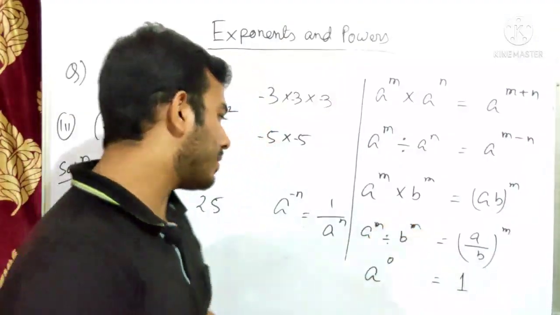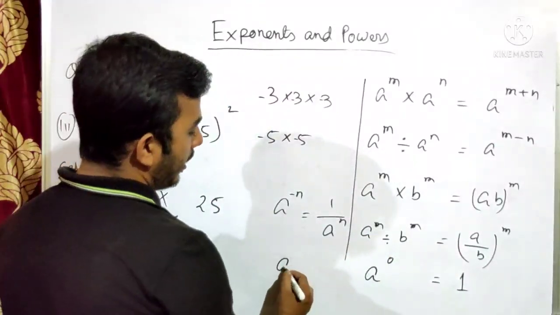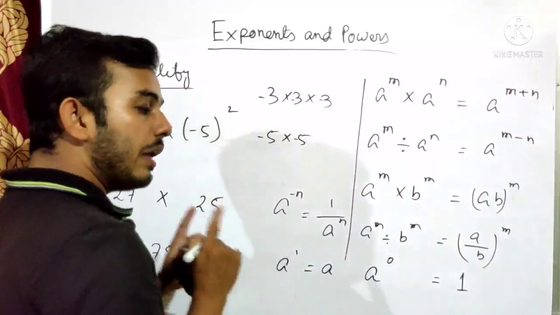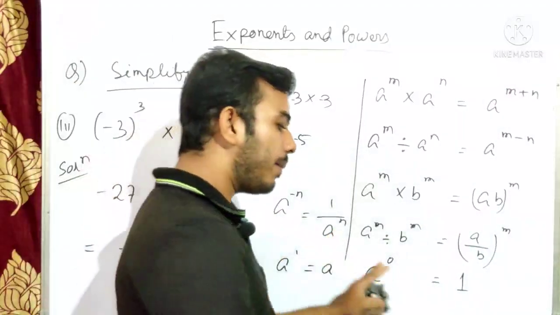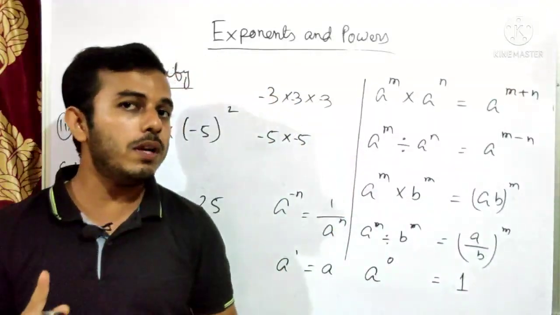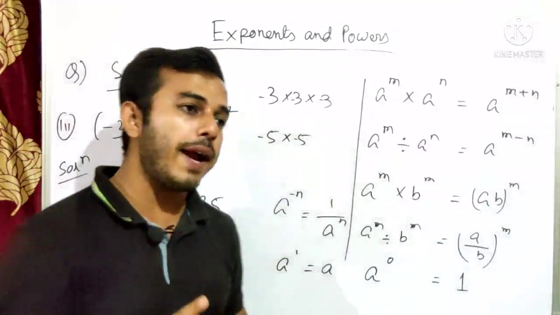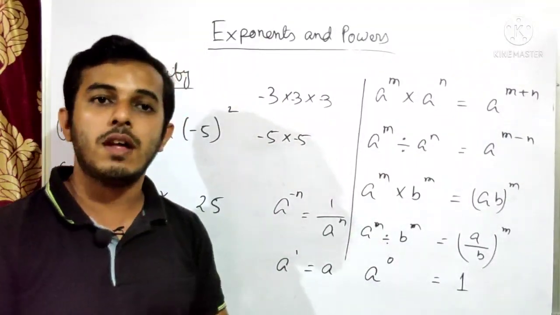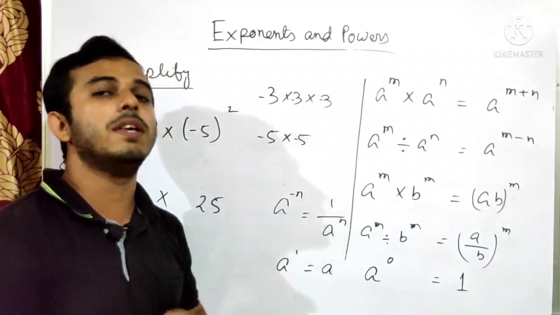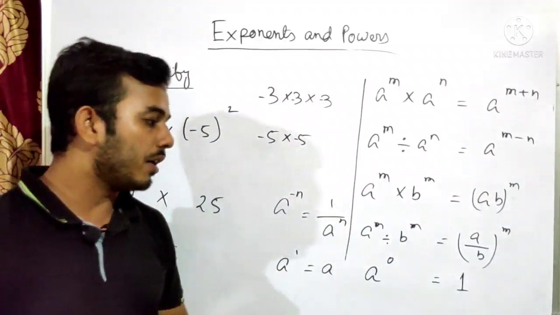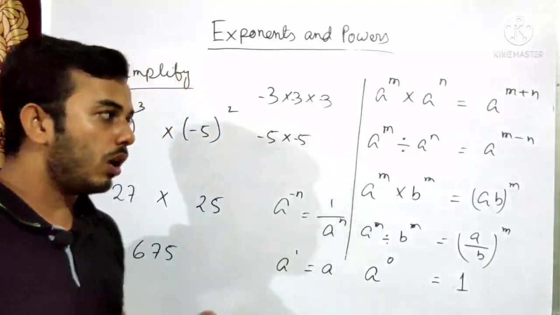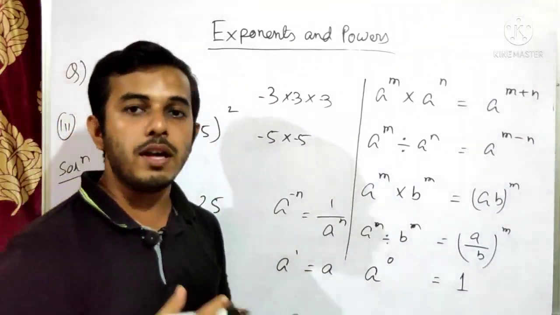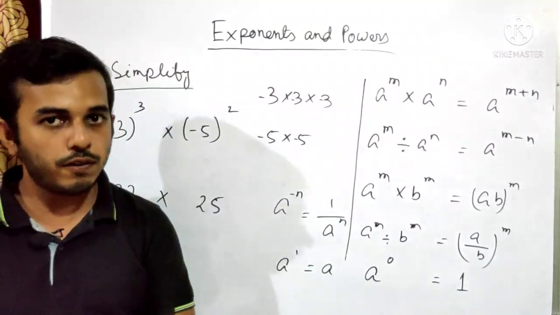Clear? One more you can say, a to the power 1. A to the power 1 means what? A. Clear? So if we find any number having power 0, its value will be 1. And if we find any number having power 1, its value will be the number itself, that is, the number which is in the base. Clear? Okay. So now with the help of these relations or formulas, we will simplify a few more exponential forms.